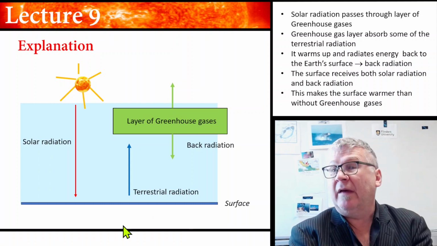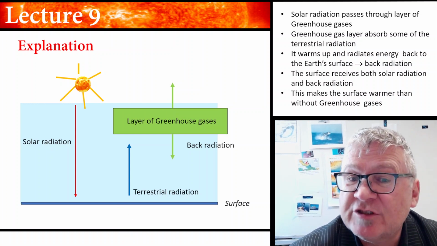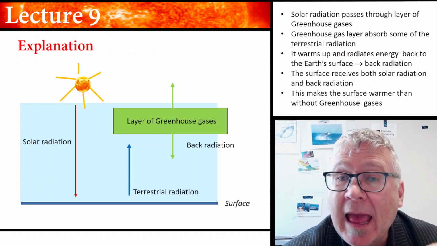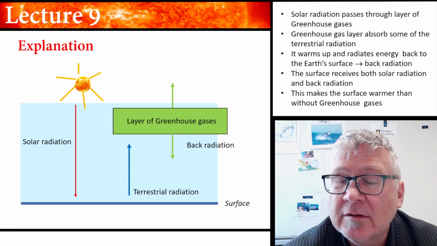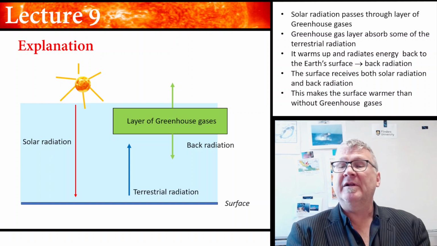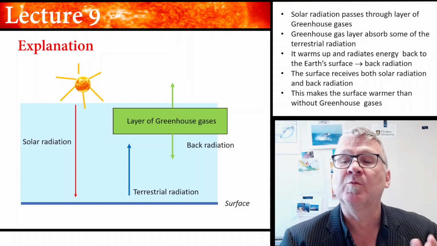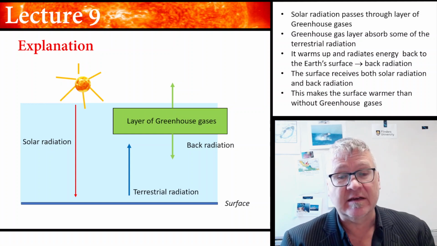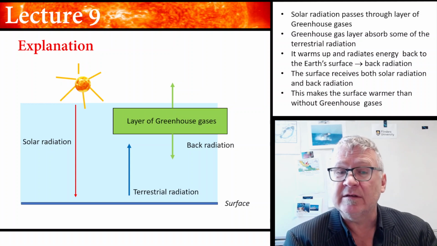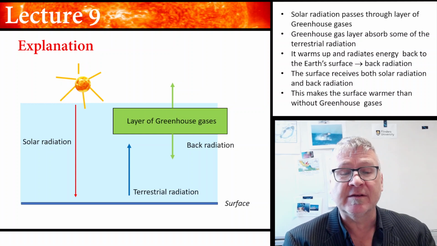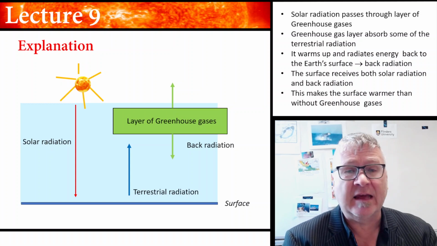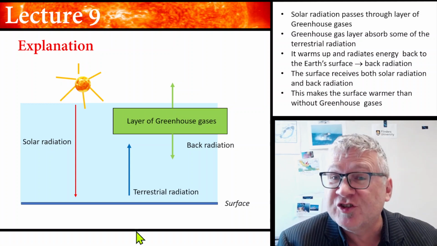So we can now have a very simple, straightforward conclusion. The surface of Earth receives solar radiation and back radiation. It's not only solar radiation, but also back radiation. There's a higher thermal energy flux, and this makes the surface warmer than without greenhouse gases. So this is the concept of the greenhouse effect. And indeed, we can prove that it exists, how it works and how it will change.